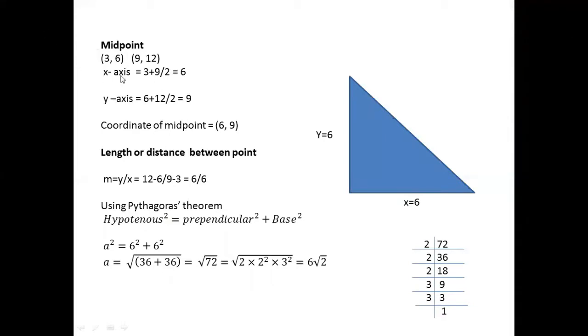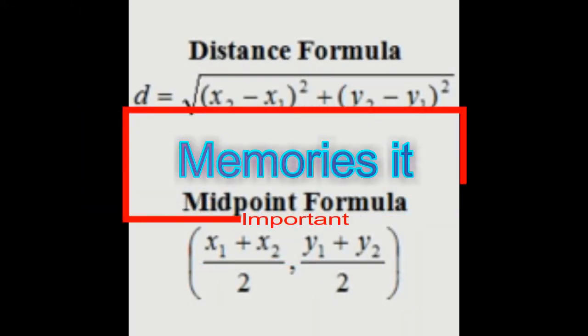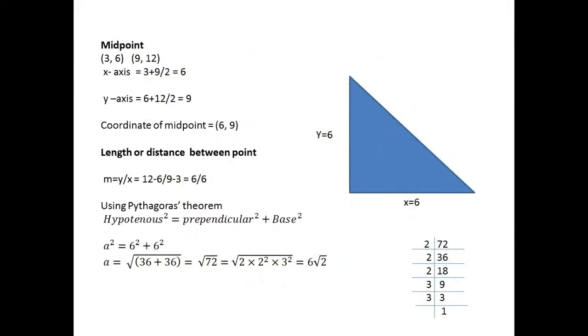Let's suppose we have two coordinates. As we know, the first is the x-axis and the other is the y-axis. So we add these two x-axis points and divide by 2, then we will get the midpoint. We do the same with the other, like 6 plus 12 divided by 2, we will get 9. So these are the midpoint of the two coordinates. Whenever we find the midpoint, we do the same.